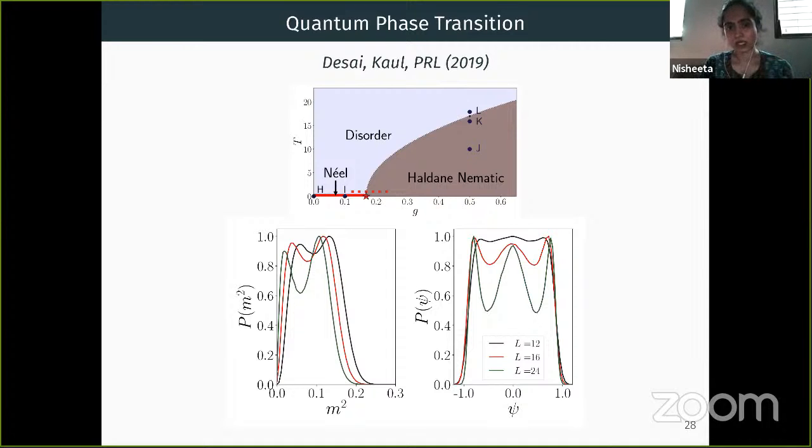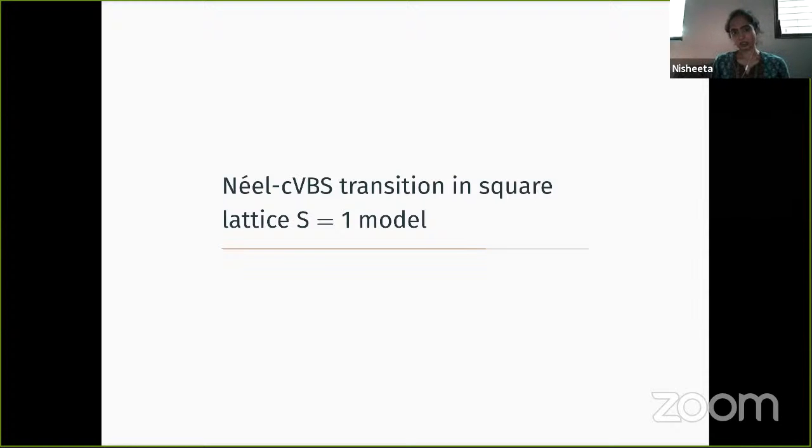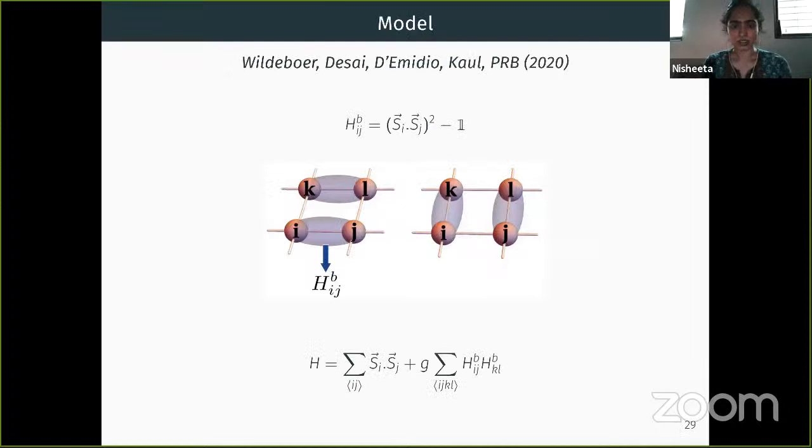So that is one example, one of the transitions that we studied for S equals 1. Another transition that we studied was the Néel to valence bond solid transition on the square lattice. In the spin half model, the model is presumed to have a continuous transition. But here we want to contrast it with the spin 1 case.